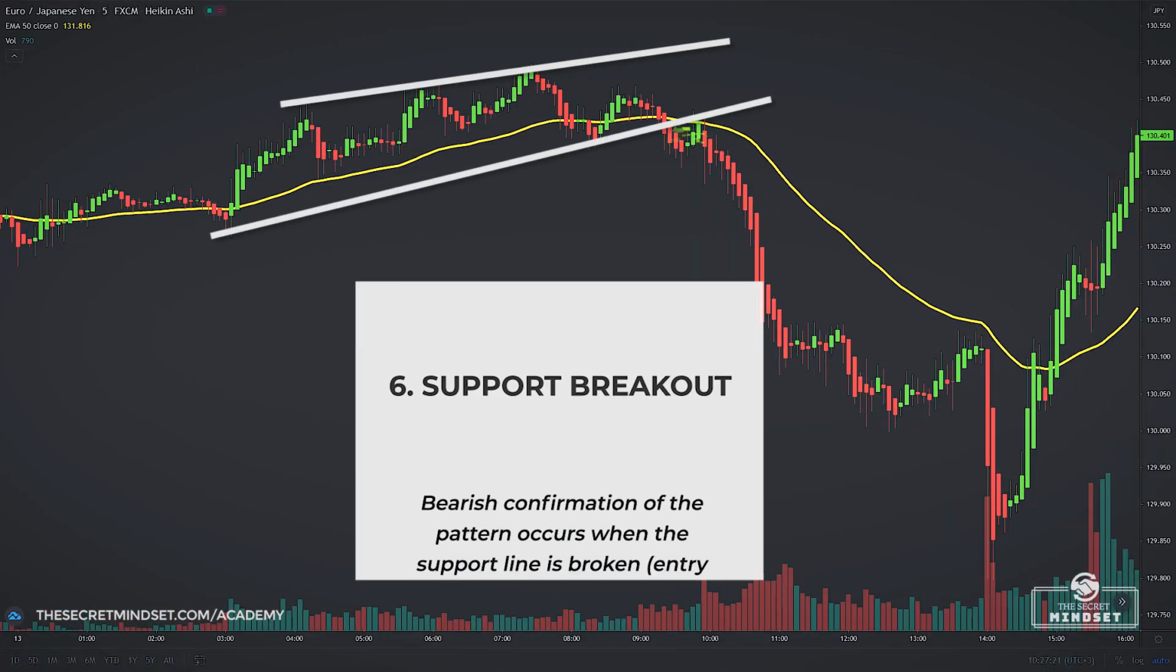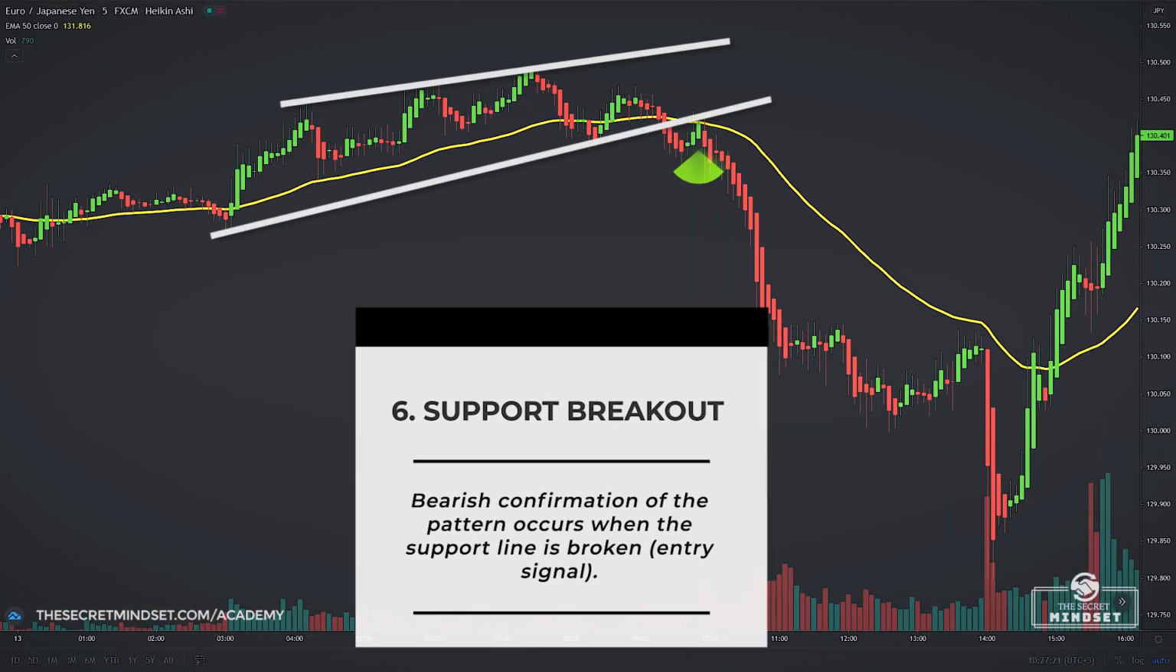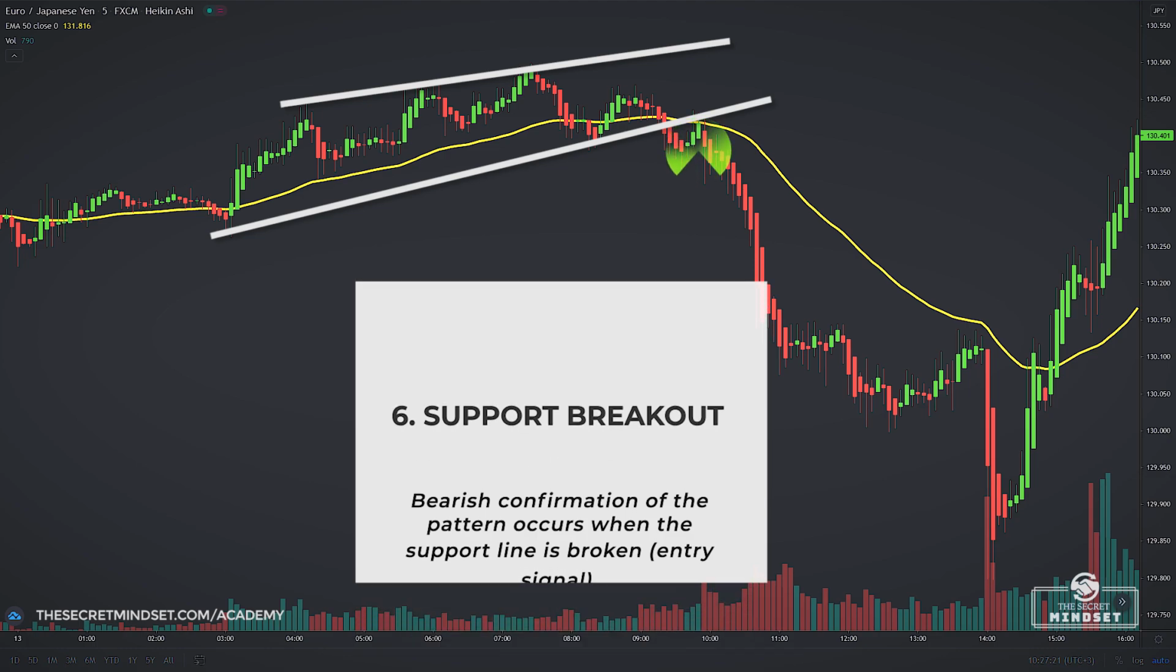Number 6. Support break. Bearish confirmation of the pattern doesn't come until the support line is broken in a convincing fashion. As I said earlier, the breakout is the signal we will use as our entry trigger. Once support is broken, there can sometimes be a reaction rally to test the newfound resistance level.